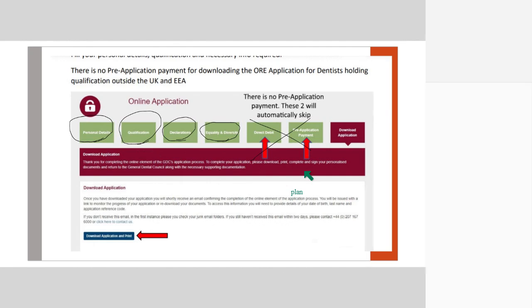Please make sure there is no pre-application payment. These two will automatically skip. If they don't skip, you are doing something wrong down the line. So keep trying. This should automatically skip. If it doesn't, contact GDC to understand what's going wrong.